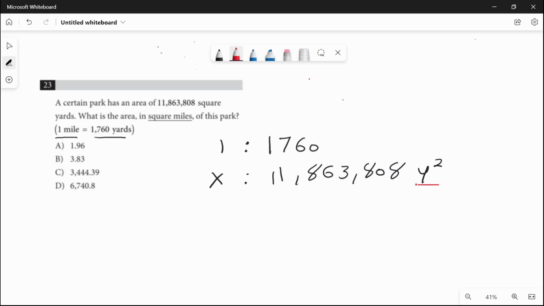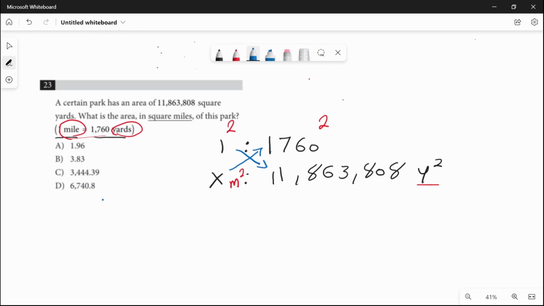represented in yards squared. Therefore, the x values will be represented in miles squared as well. But the conversion rate given here, which is 1 mile equal to 1,760 yards, is not in miles squared or yards squared. It is only in miles and yards. So we need power 2 in each side. Next step will be cross multiplying. We will cross multiply this one here and cross multiply x by the number of yards in the conversion rate.